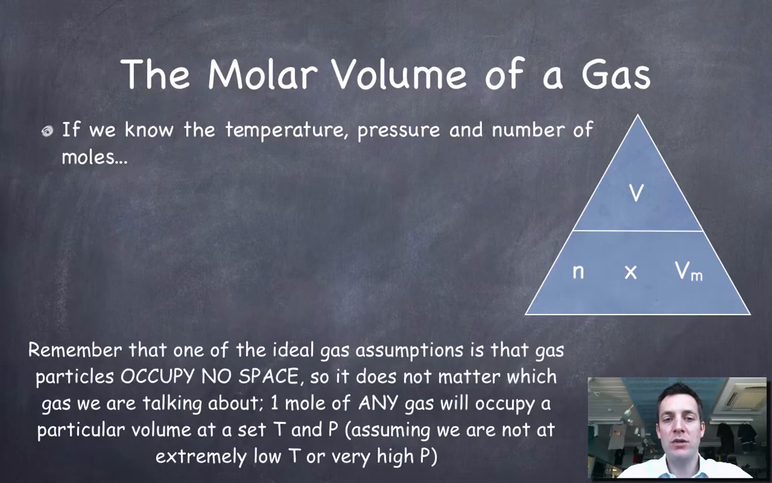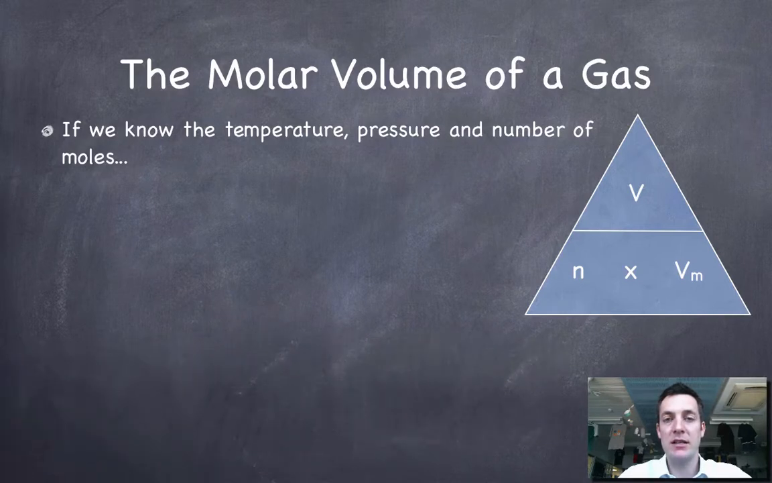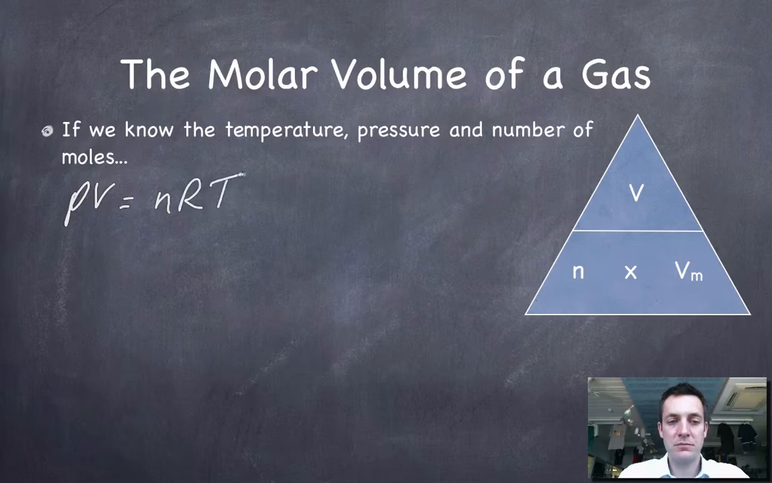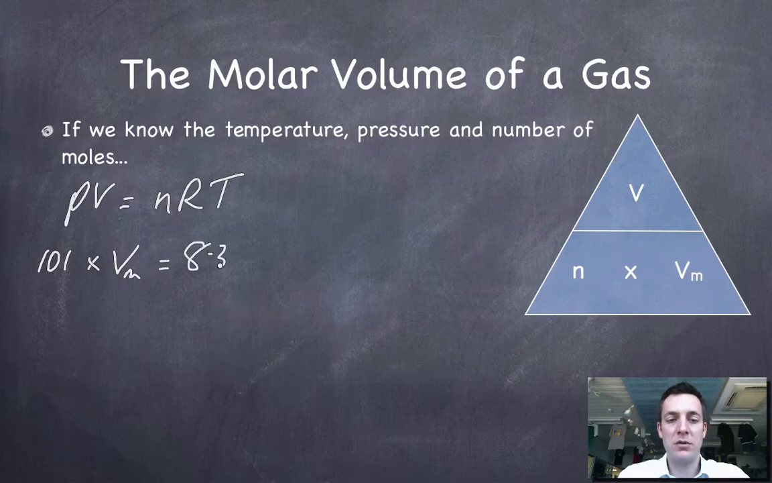So if we know the temperature, pressure and number of moles, remember this is 1 mole of a gas and we're doing it at standard temperature and pressure, we know the temperature and the pressure, then we know from our ideal gas law that PV equals nRT. And in that case, we've got 101 to put in our pressure, multiplied by the volume, which is going to be our molar volume. This is the volume of 1 mole. Okay, and we're going to give that the symbol V subscript M. This equals 1, because we've got 1 mole, times the gas constant, 8.31, times the temperature, which is 273.